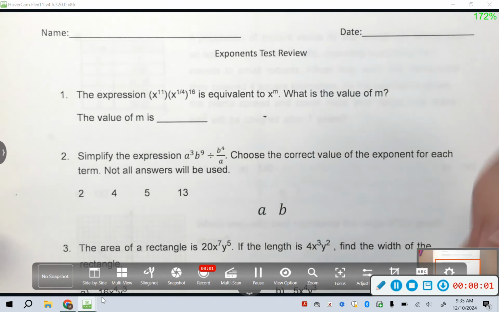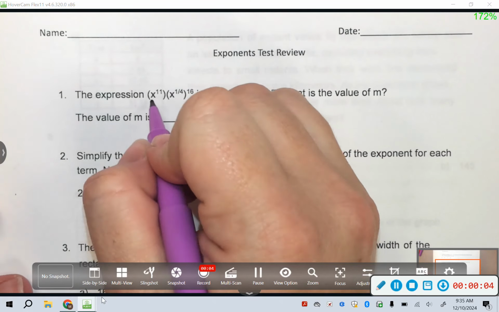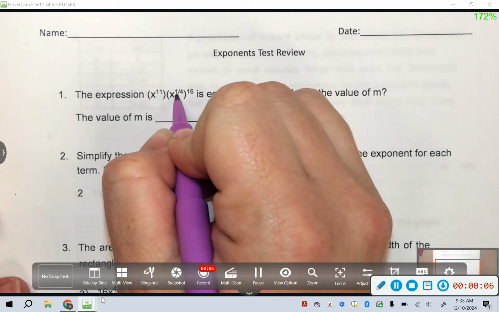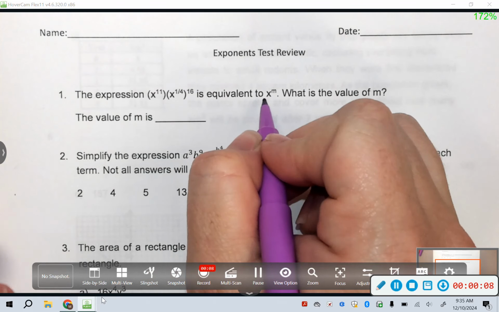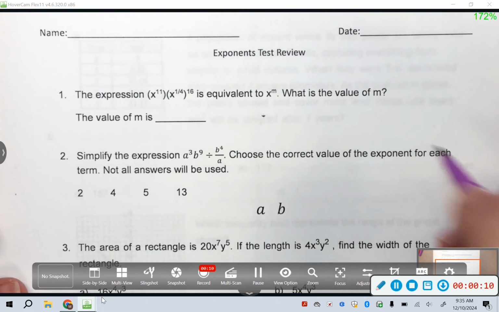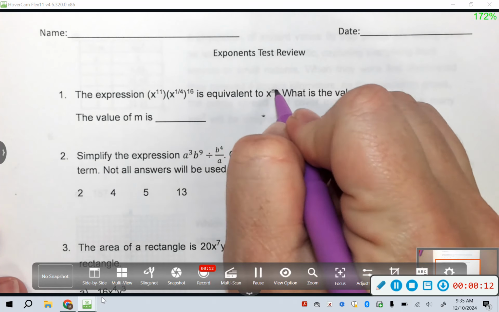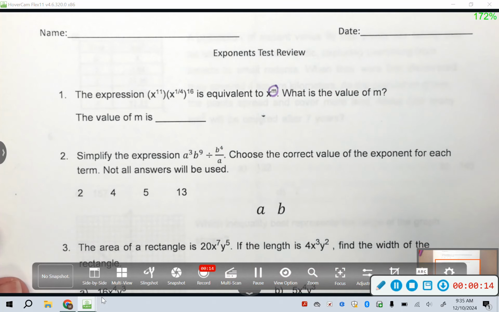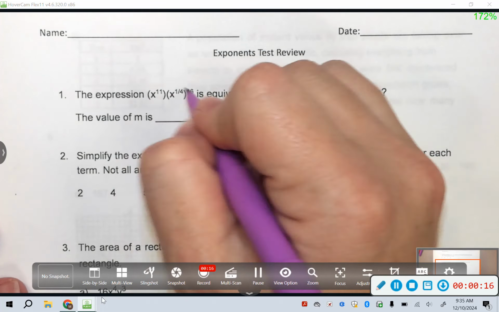Exponential test review. Number 1 says the expression x to the 11th times x to the 1/4 to the 16th power is equivalent to x to the m. What is the value of m? So it just wants to know the final exponent. Okay, so knowing that, we have to simplify this.